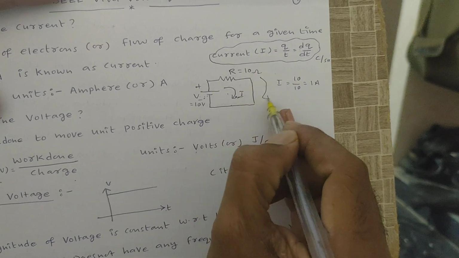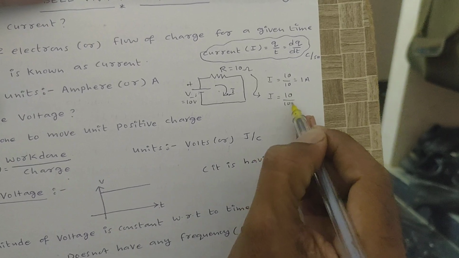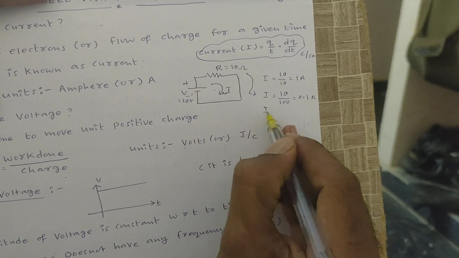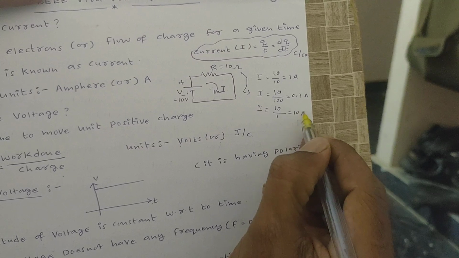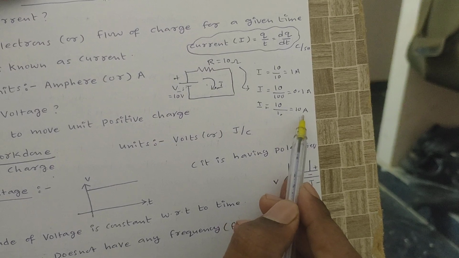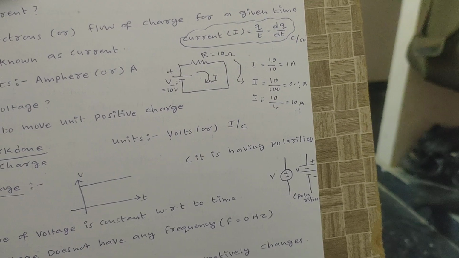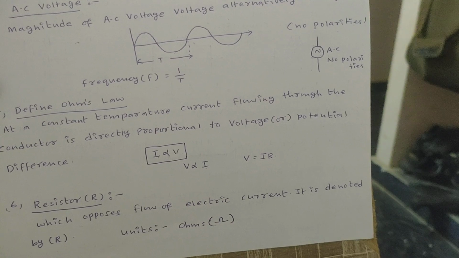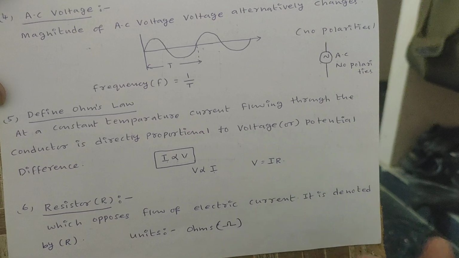In the next case, the resistance value increases to 100. Then current I is equal to 10 by 100, so current will be 0.1 amperes. In the next case, the resistance value reduces to 1 ohm only. That is 10 by 1, 10 amperes. From these three results, when resistance value is low, the magnitude of current is high, and when resistance value is high, the magnitude of current is low. That means a resistor opposes the flow of electric current, is denoted by capital R, and its units are ohms. That is about resistor.